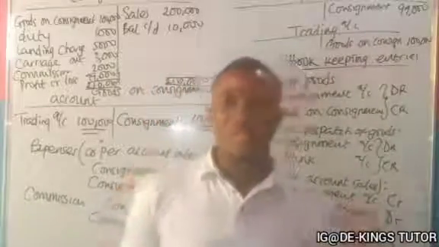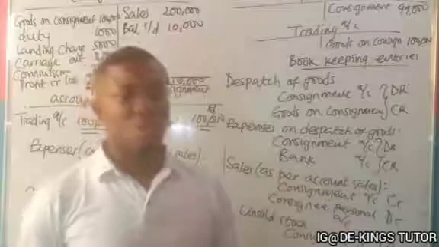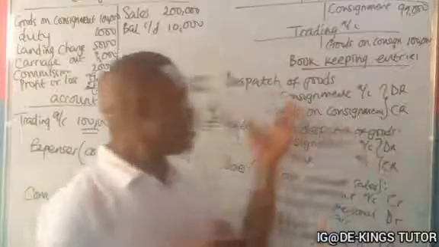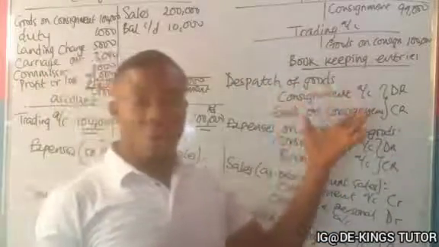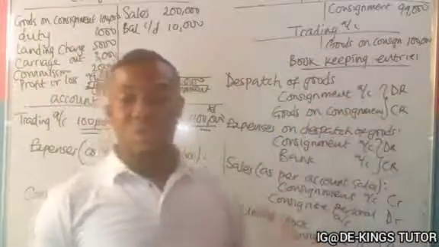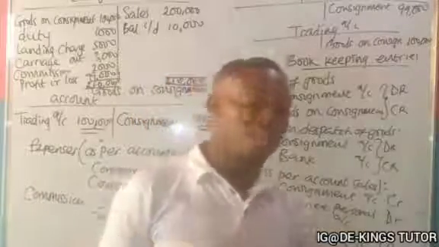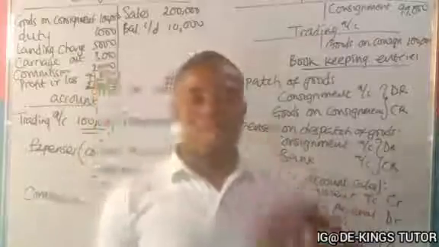Okay, so thank you for staying up to this point. Please remember this is just for recording in terms of the consignor, the owner of the goods, the principal. We've not entered the consignee. Okay, these are the entries. So I would want to take an example on this.